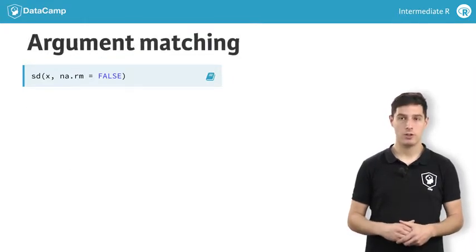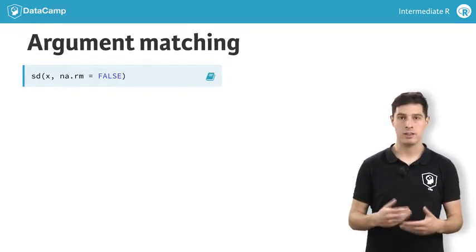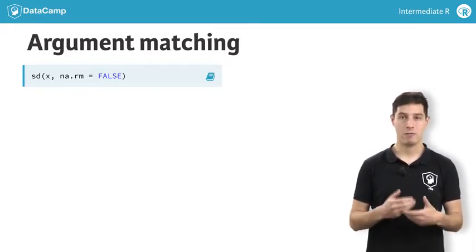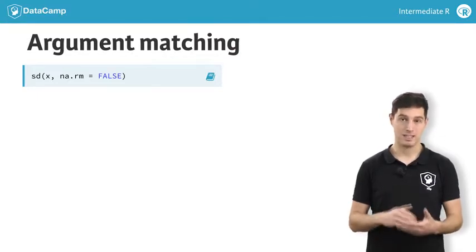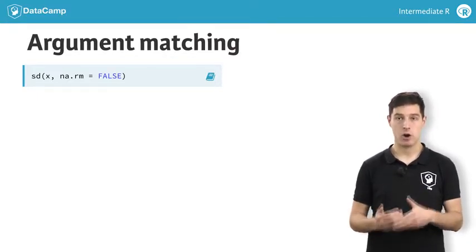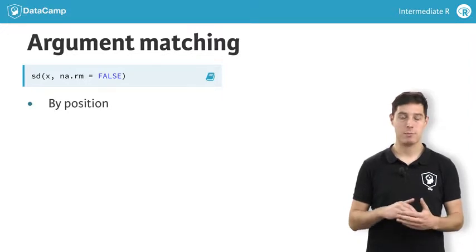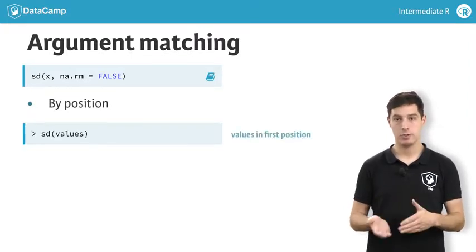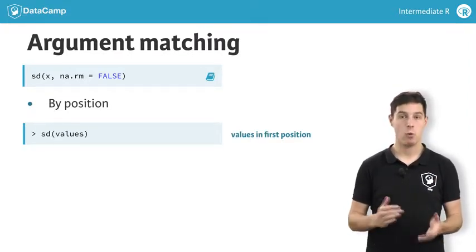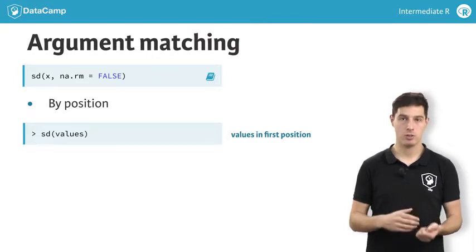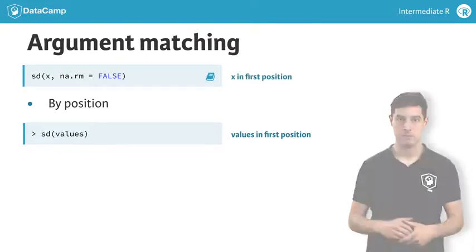When you call an R function, R has to match your input values to the function's arguments. To put it differently, R has to know that by values you mean the argument x of the SD function. This is because R matched the values to the x argument by position. Values is the first element inside the parentheses, so R knows that you mean the first argument of the SD function, which is x.